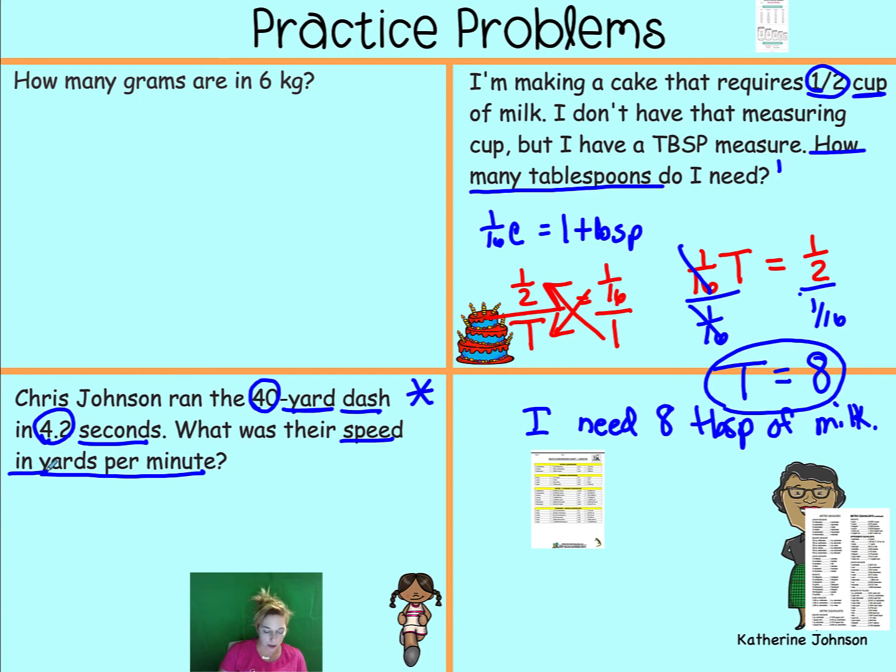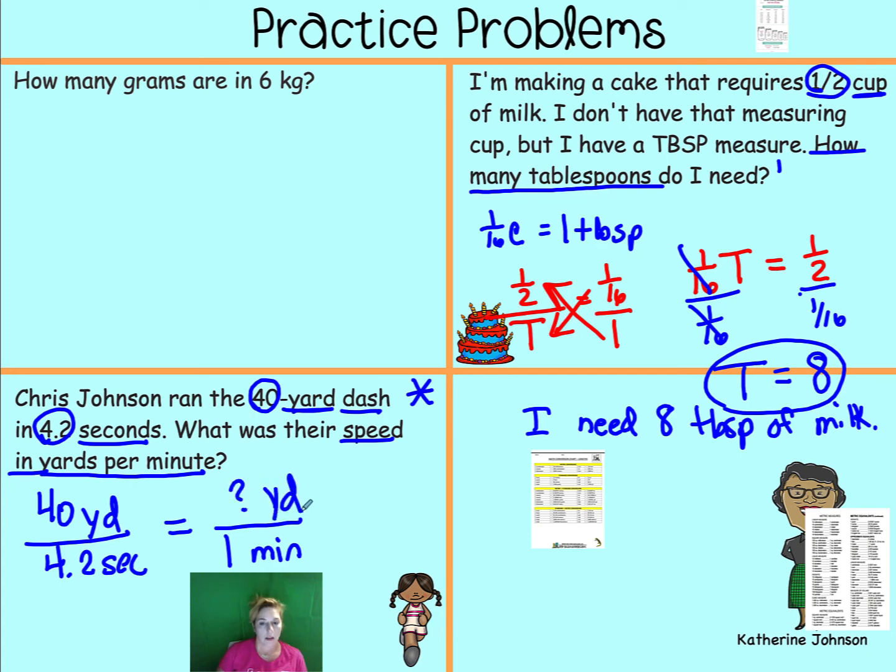Okay, so let's write these ratios. So we have 40 yards, YD is the abbreviation, 4.2 seconds, and we want to know how many yards per minute. 1 minute, and we want to know how many yards. So this is our unknown. Okay, so remember, we're going to do this as equivalent fractions where I can cross multiply. So let's go ahead and set it up to cross multiply.